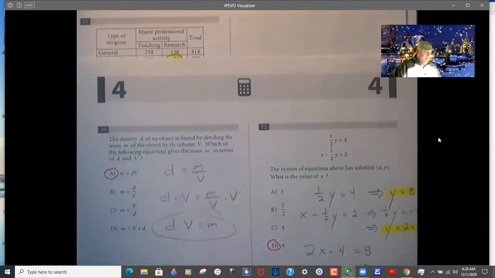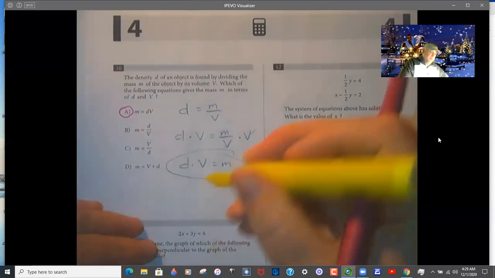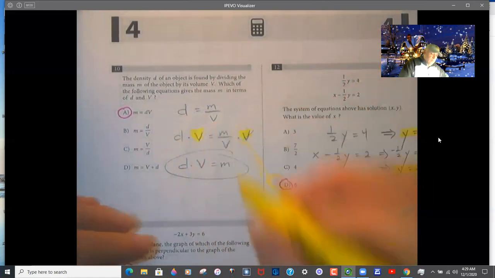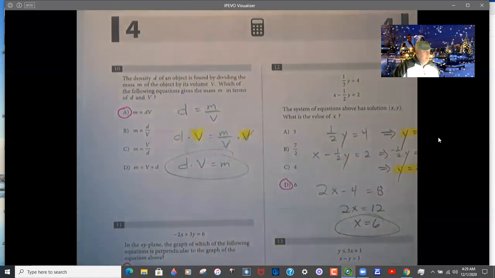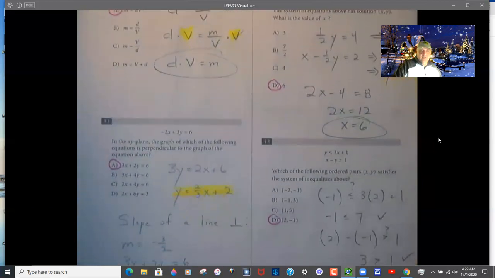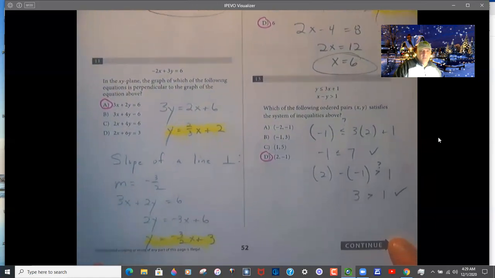Okay, problem 10. D equals M divided by V. And here we go again with eliminating fractions. So multiply by V on each side. And that will give you the result of what M is. They will test you with eliminating fractions. I promise you that.